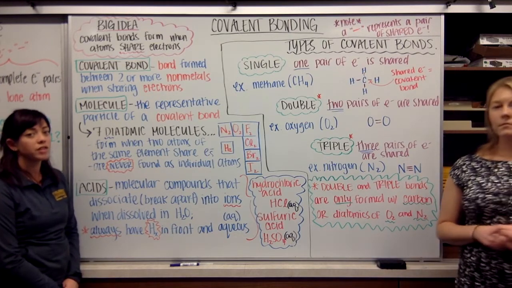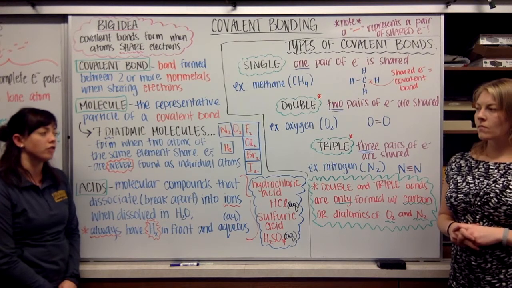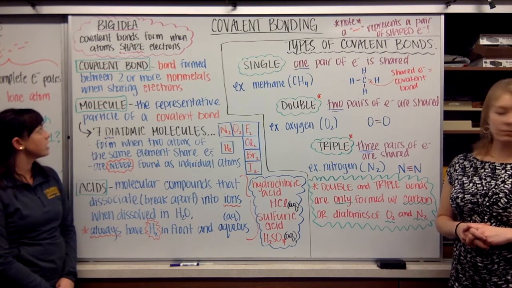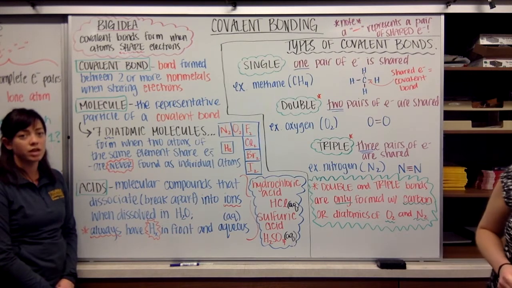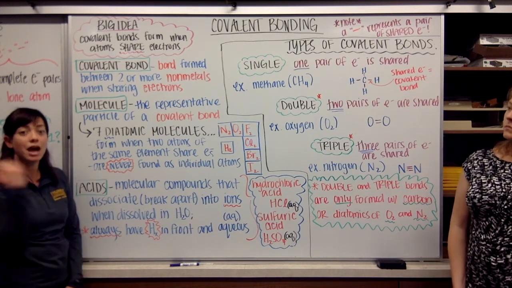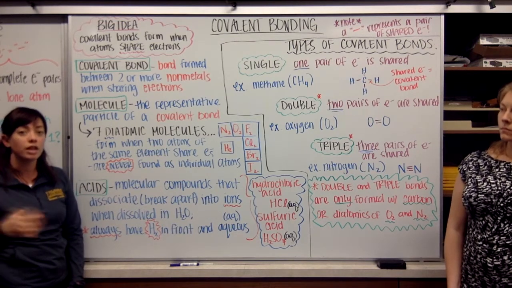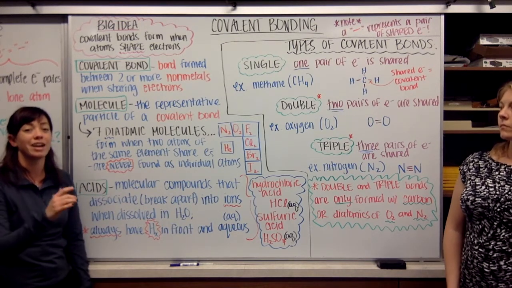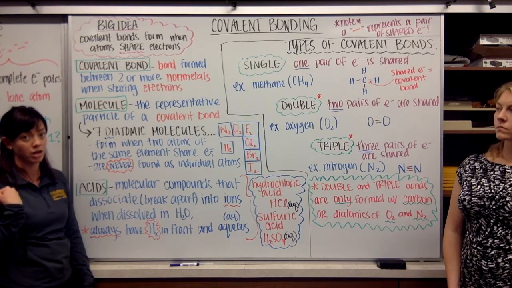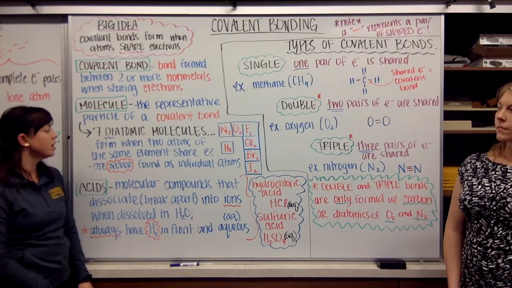We're going to look at a lot of examples today, and you are going to learn how to draw a Lewis structure of them. Just to let you know, the molecule is the representative particle of a covalent bond. Remember how we talked about last time, the formula unit was the representative particle of an ionic bond. So now we're talking about molecules, whereas before we were talking about formula units.